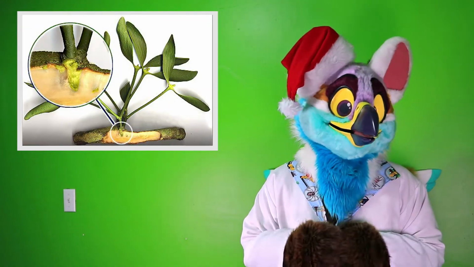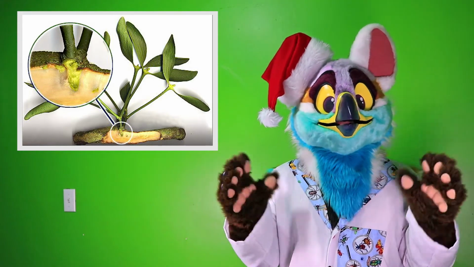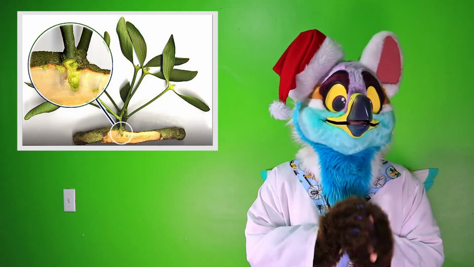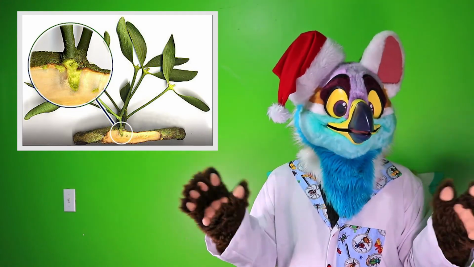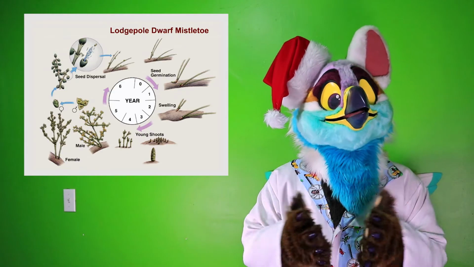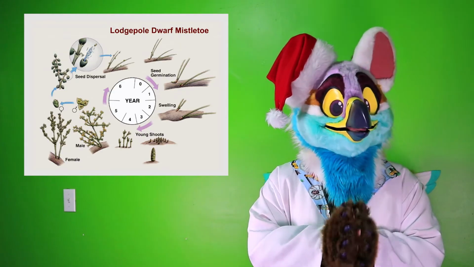Mistletoes are known as hemiparasitic organisms. This means that they rely on the host for some nutrients, but mistletoes can actually photosynthesize and make some of its own food. How does it accomplish this? Well, here's the life cycle of the mistletoe plant.